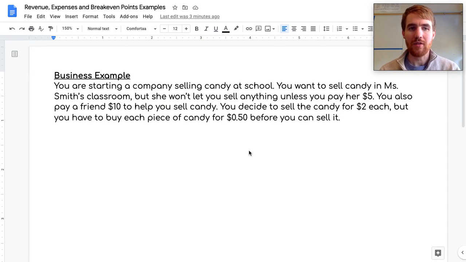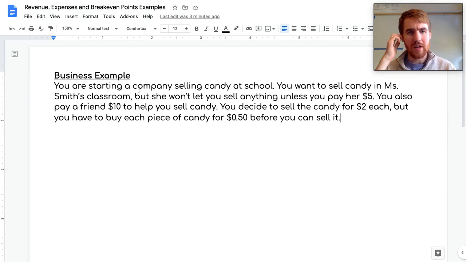Okay, so here we have a new example. This is just a business example. And I will read the problem first, and then we'll go through and figure out how to find the revenue and how to find the expenses. So, you are starting a company selling candy at school. You want to sell candy in Miss Smith's classroom, but she won't let you sell anything unless you pay her $5. You also pay a friend $10 to help you sell candy. You decide to sell the candy for $2 each, but you have to buy each piece of candy for 50 cents before you can sell it.